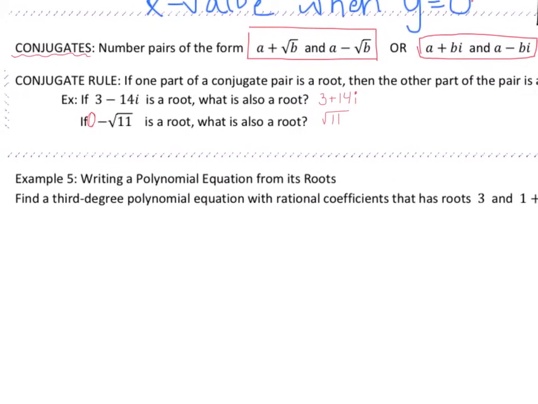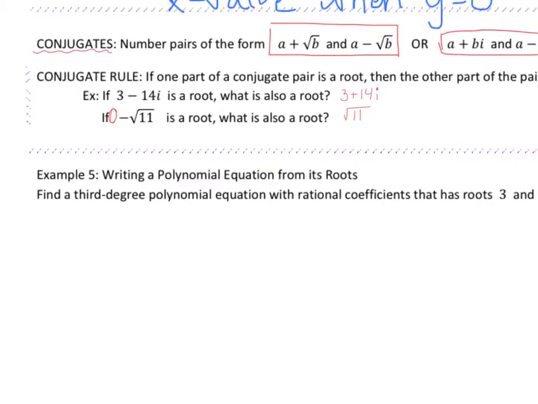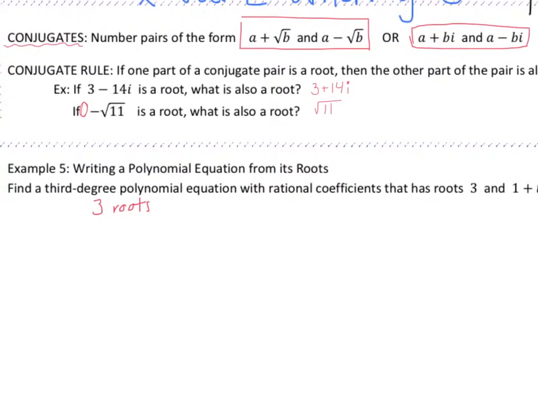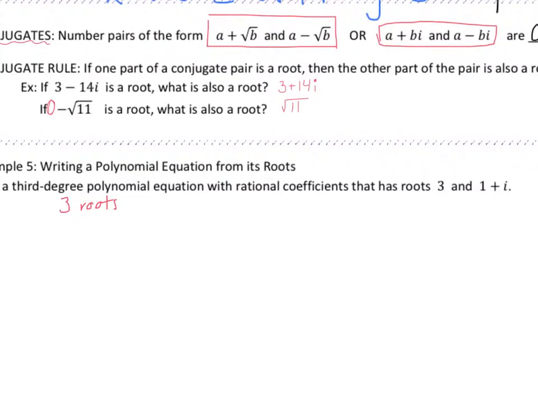All right. So now we're going to use what we just learned to help us find a polynomial equation. It says third degree, so that means it'll have 3 roots, which we'll talk about, the fact that those are connected. Or actually, not tomorrow, but in a minute. Okay, and so rational coefficients, so we're looking for whole numbers and integers, not just fractions and decimals. Anyways, it has the roots 3 and 1 plus i. What is our other missing root?